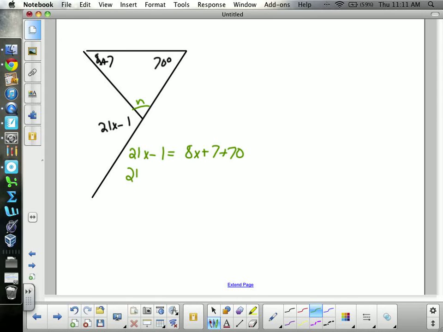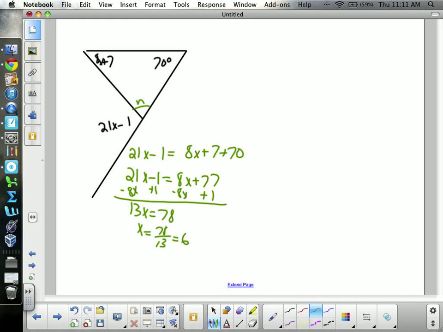And then I get 21x minus 1 equals 8x plus 77. Adding 1 to each side, subtracting 8x, I get 13x equals 78. So x equals 78 over 13, which is 6. So I did have to use the exterior angle theorem. That is not an obvious solution.